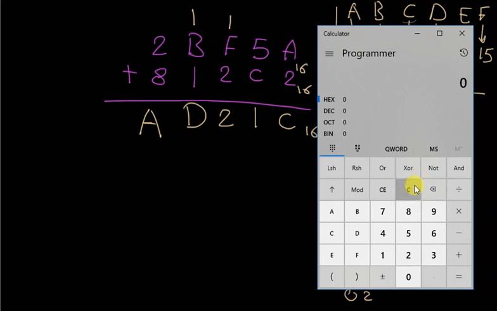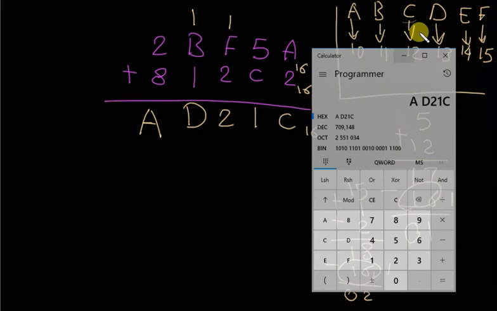So clear, and again hexadecimal. So I have 2BF5A plus 812C2. So this will give me AD21C. So that means the way that we calculated this was correct.